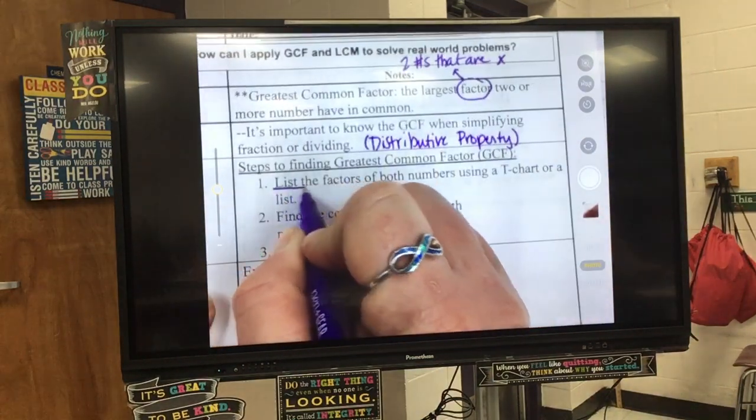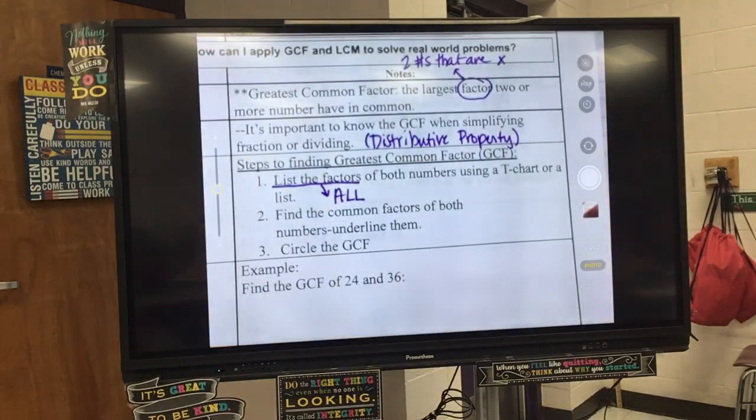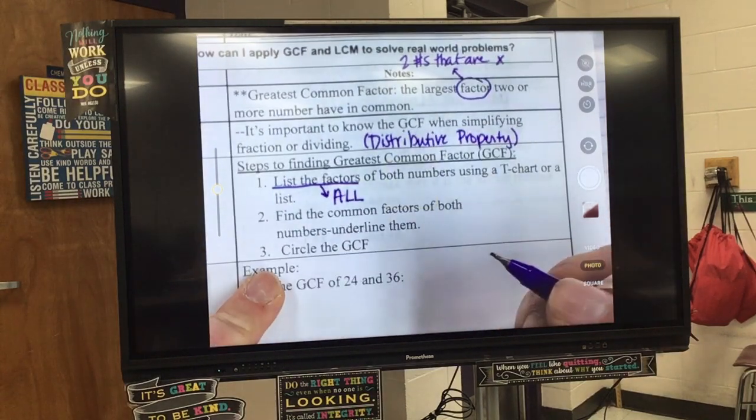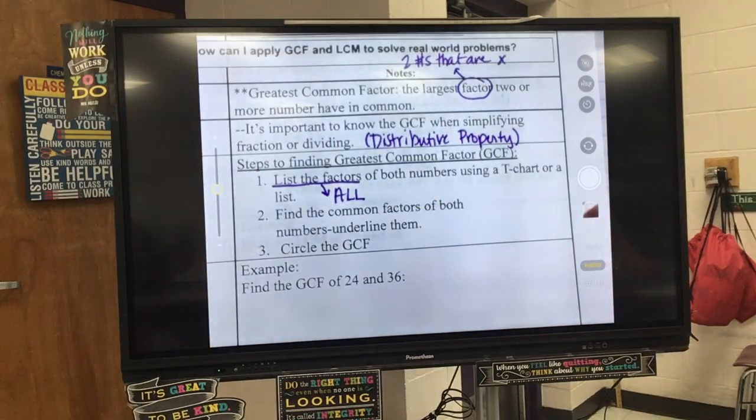But the important thing is listing the factors. You must list all of the factors. If you miss one factor, more than likely that's probably the factor you need to be your greatest common factor. Now we're going to identify the common factors, which is step number 2, and then we are going to circle the greatest of those common factors. And again, common factors, make sure you find all of them. They say underline them. We're probably just going to circle them and then use a different color for the GCF.